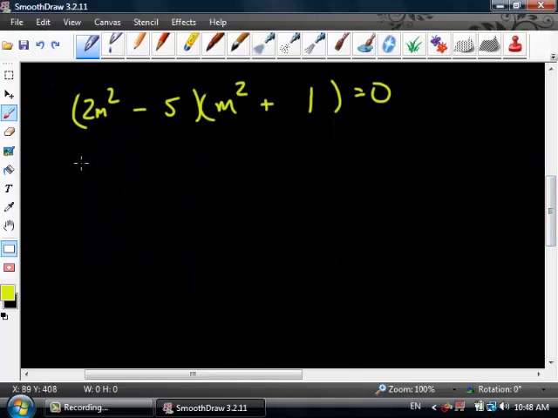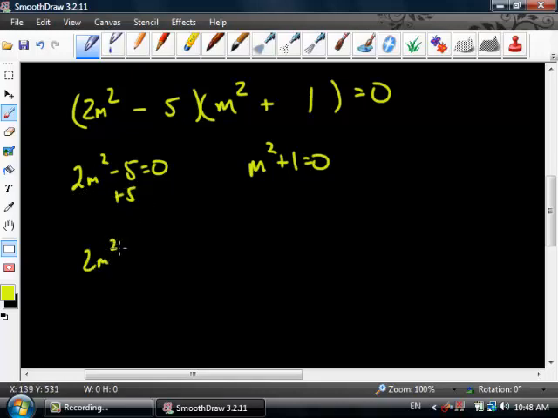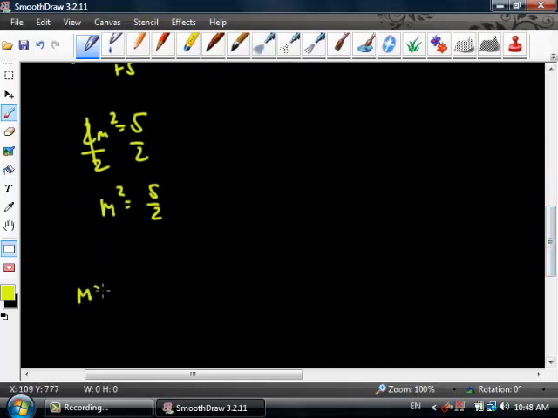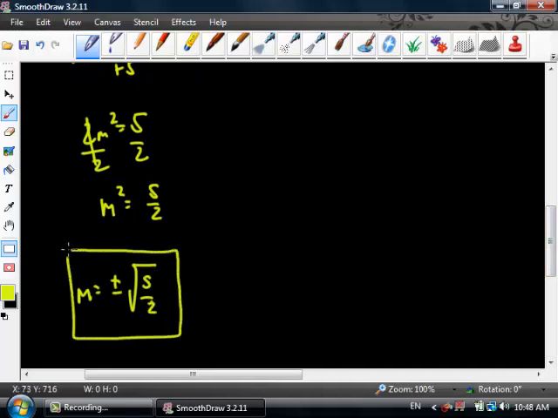Okay. So now I got 2m squared minus 5 equals 0, and m squared plus 1 equals 0. I'm going to add 5 to both sides, so 2m squared equals 5, divide by 2. m squared equals 5 over 2. So we get m equals plus or minus root 5 over 2. The book might have you rationalize the denominator.